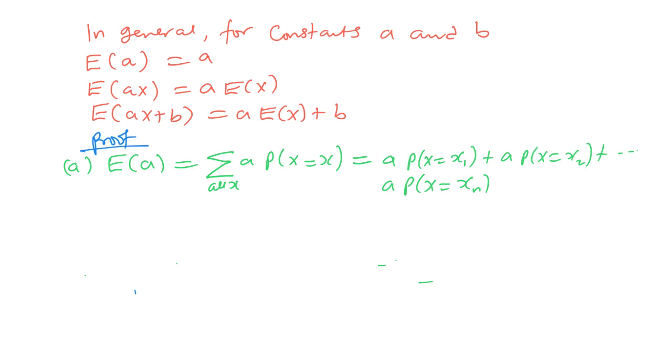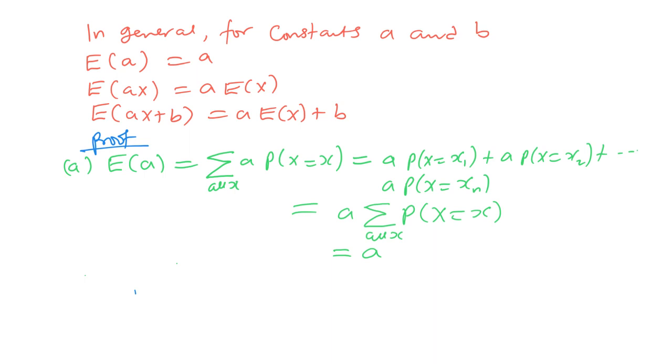So this is the same thing as A times the summation of all those probabilities, for all x's involved. When you sum probabilities for a random variable, you end up with 1. So this is A times 1, which is equal to A, and therefore the expectation of a constant will always be a constant. So that's something really simple that you need to do.